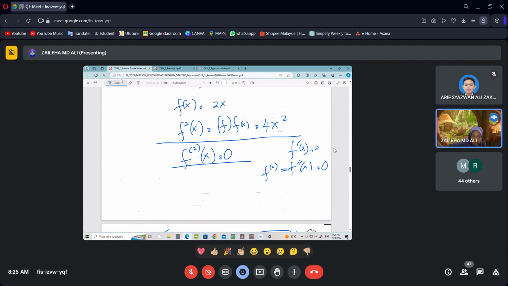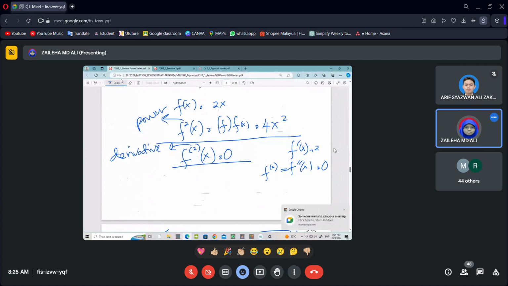Do you see the notation I use? With and without brackets mean different things. 2 without brackets means power. In brackets means derivative. Please take note of that.